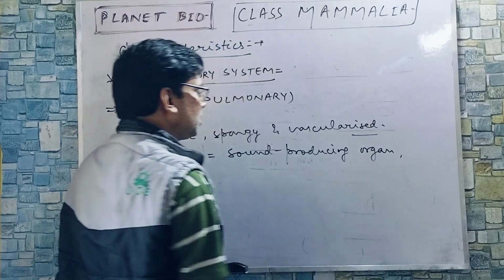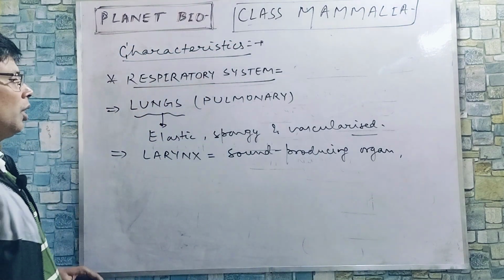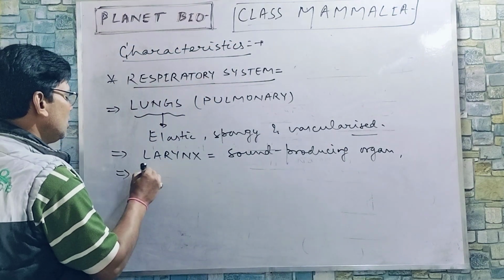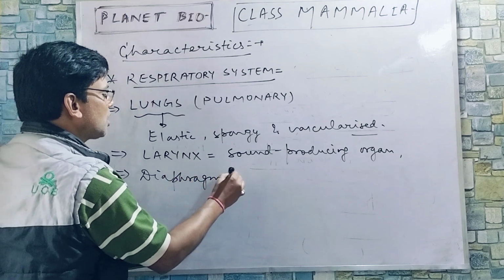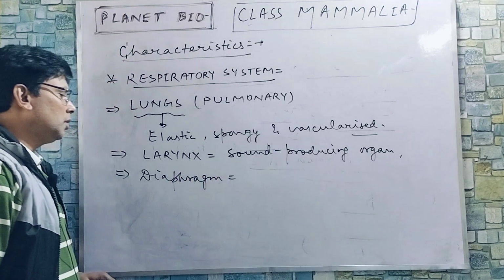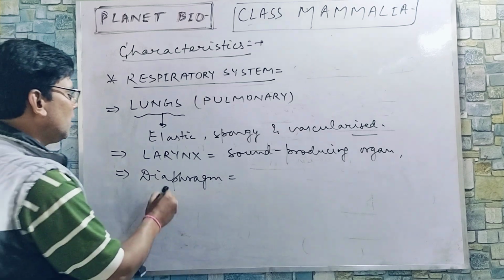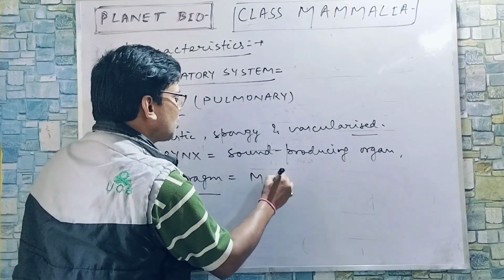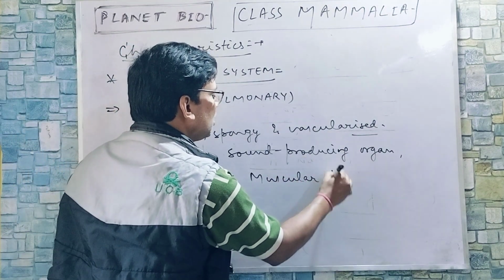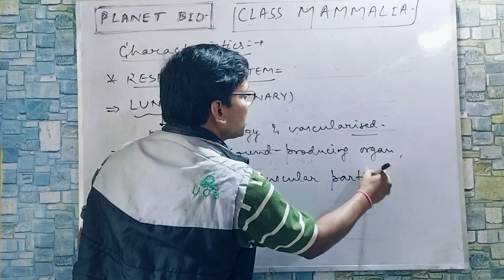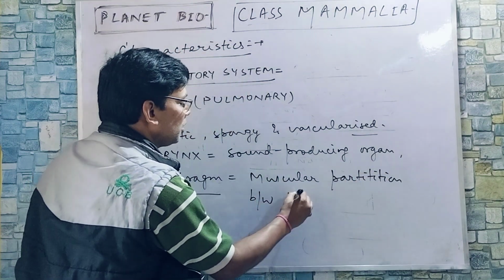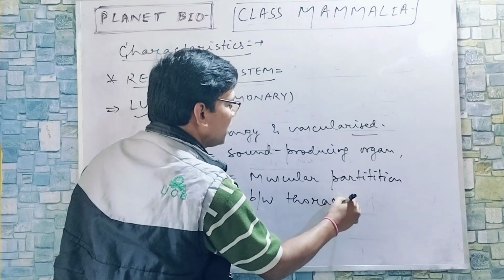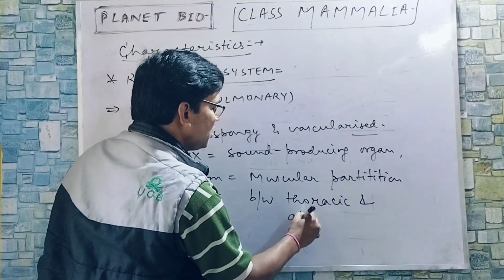Larynx acts as a sound producing organ, and to support breathing, the diaphragm is there, and the diaphragm is a muscular partition between the thoracic and abdominal cavity.